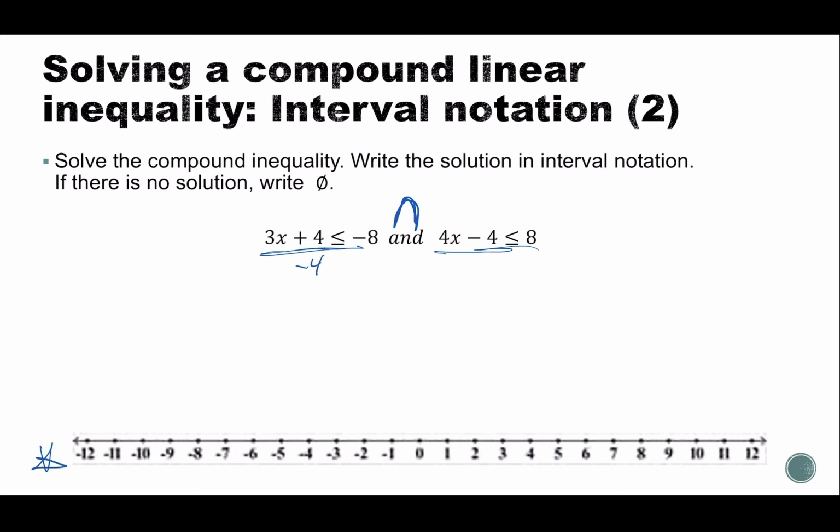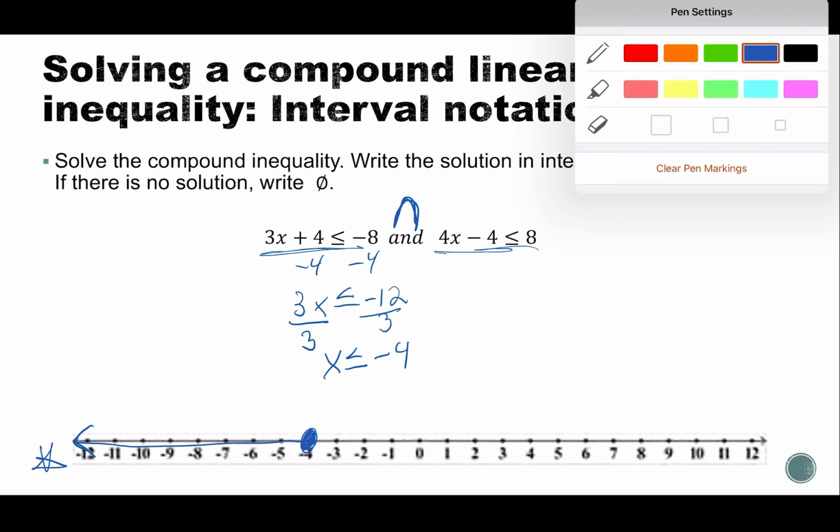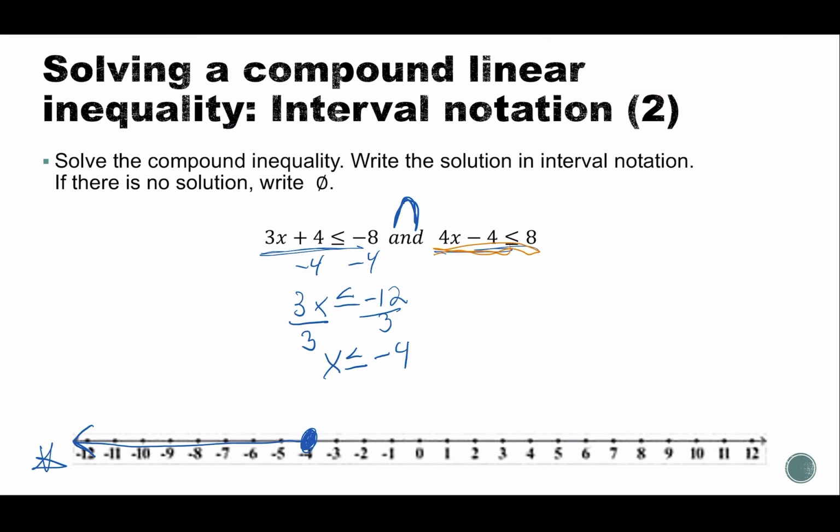For the equation on the left, I subtract 4 from both sides. I have 3x is less than or equal to negative 12. I divide both sides by 3 and get x is less than or equal to negative 4. So it's a closed dot because it's less than or equal to, and I shade to the left because it's less than. For this equation on the right, we'll do that in orange. I'm going to add 4 to both sides. 4x is less than or equal to 12. Divide both sides by 4. X is less than or equal to 3. So I go to 3. 3 is part of my solution, and I shade it to the left.